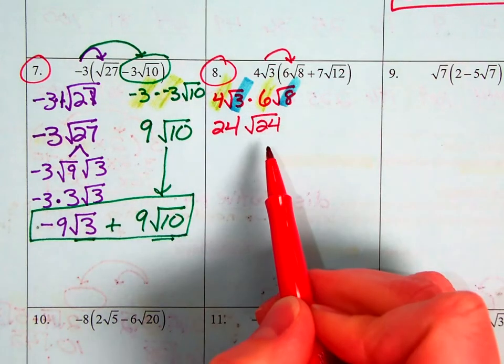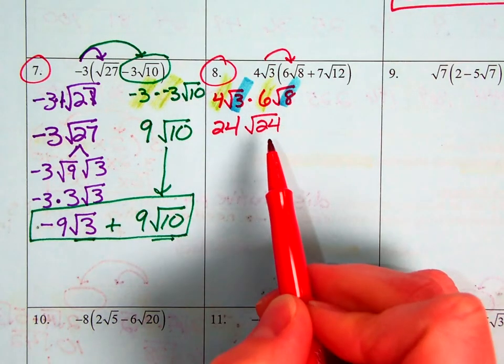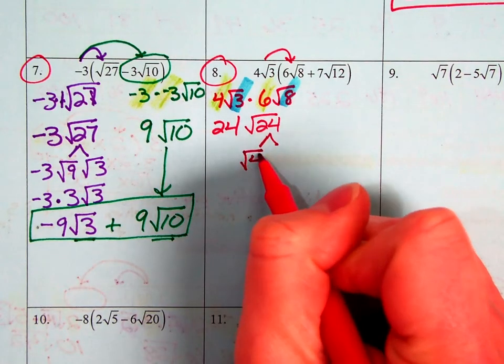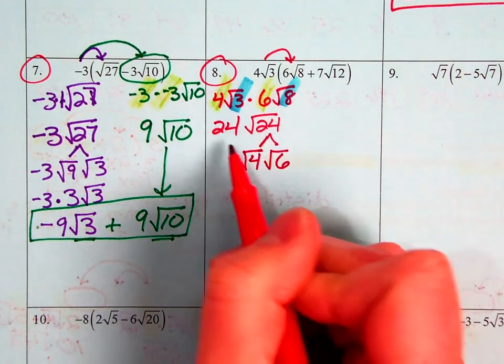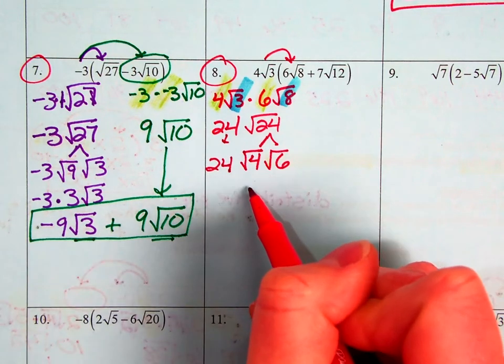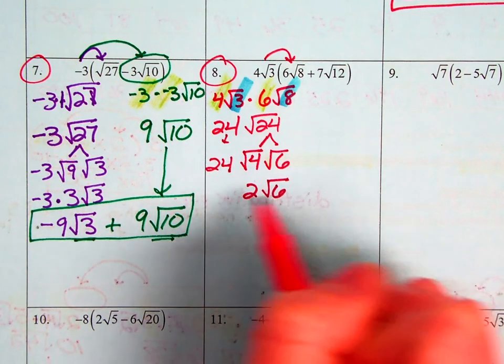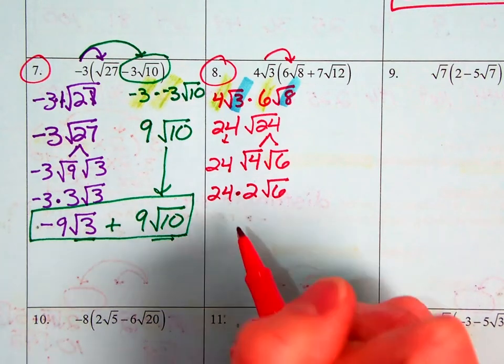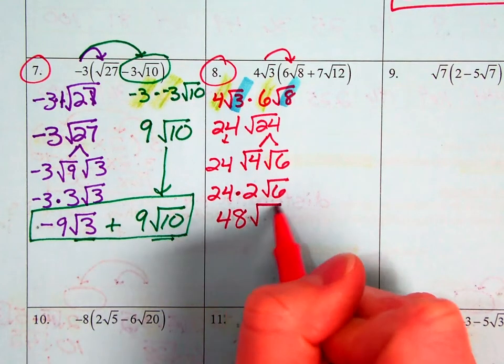Now I have to try and simplify this. 24 is not a perfect square, but 4 is a perfect square that divides into it 6 times. And then we bring our 24 down out front. Now we can take the square root of 4 to get 2, bring down the square root of 6 and the 24 out front. Remember, it's multiplication between them, so then we end up with 48 square root of 6.